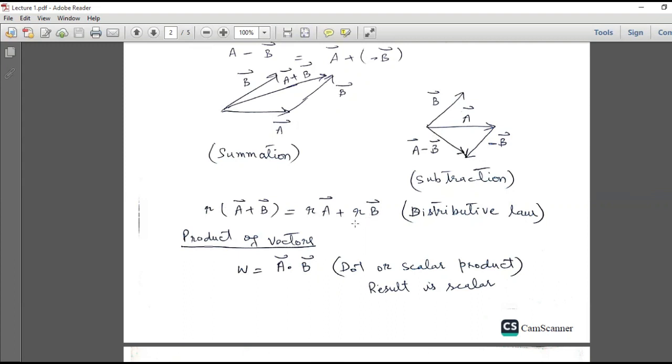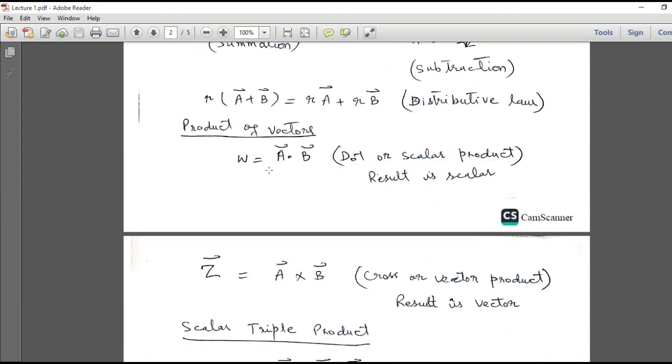Now the product of vectors can be evaluated in two ways. If the result of the multiplication of two vectors is a scalar quantity, that multiplication is called scalar product or dot product. So the resultant is a scalar quantity. If the product of two vectors is a vector quantity, then the product is called cross product or vector product. Then it is represented by this cross.